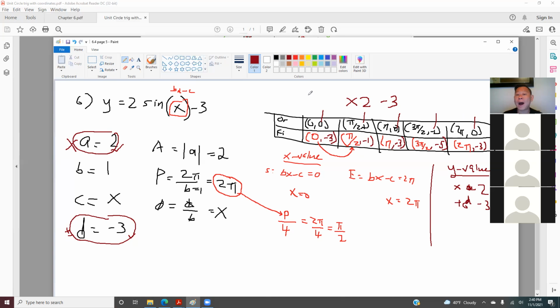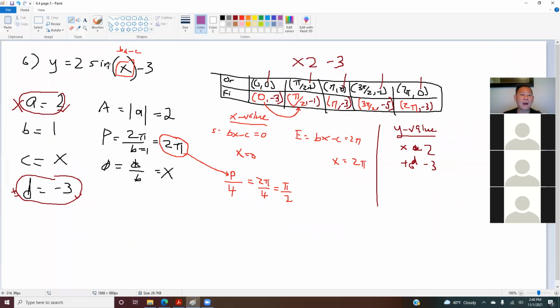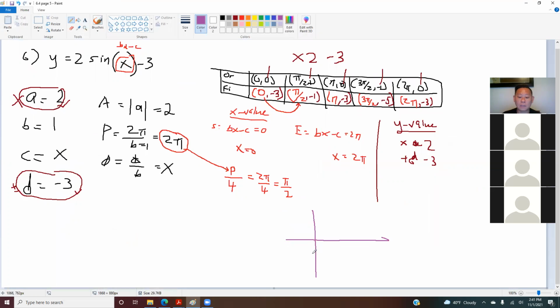So now we can graph this equation. The first one we have is 0 minus 3. Maybe a little bit out because they're all in the negative. So 0 minus 3 is somewhere here. Minus 3. So 0 minus 3 is this. And then pi over 2. So the next one we have is pi over 2 is at -1.